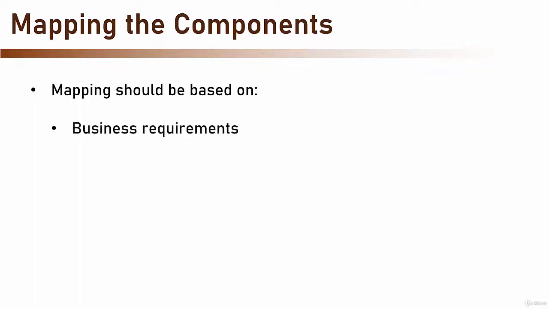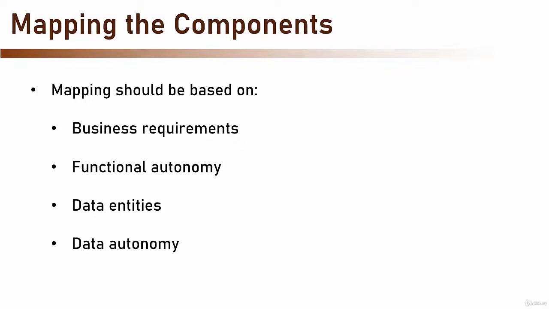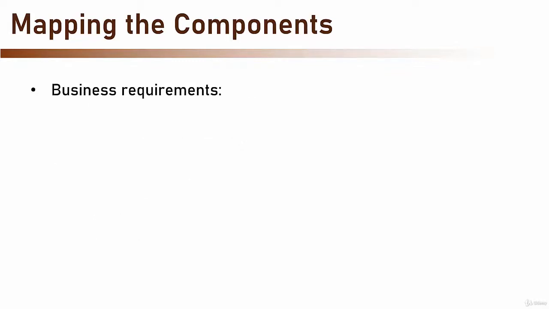So how do we do that? How do we decide what our components are? Well, when mapping the components, we should base it on several factors. These factors are business requirements, functional autonomy, data entities, and data autonomy. So let's see what these factors actually mean. And let's begin with business requirements.